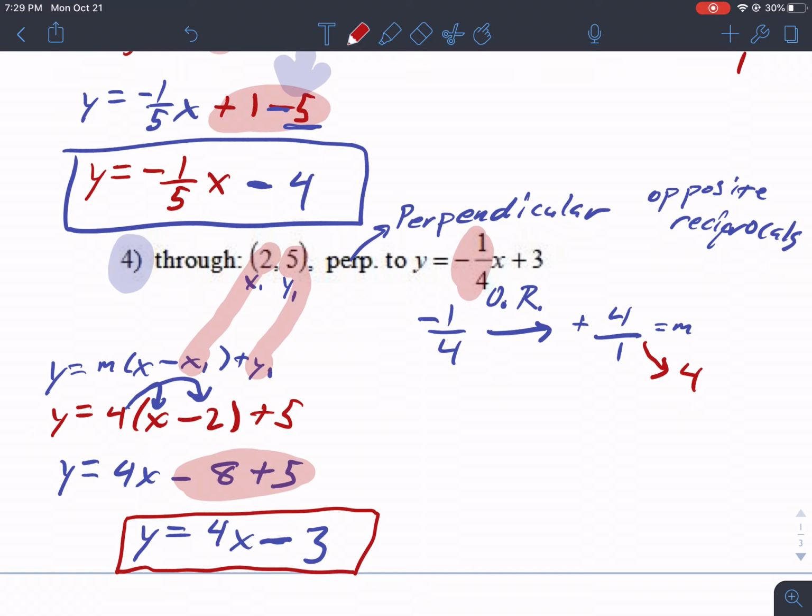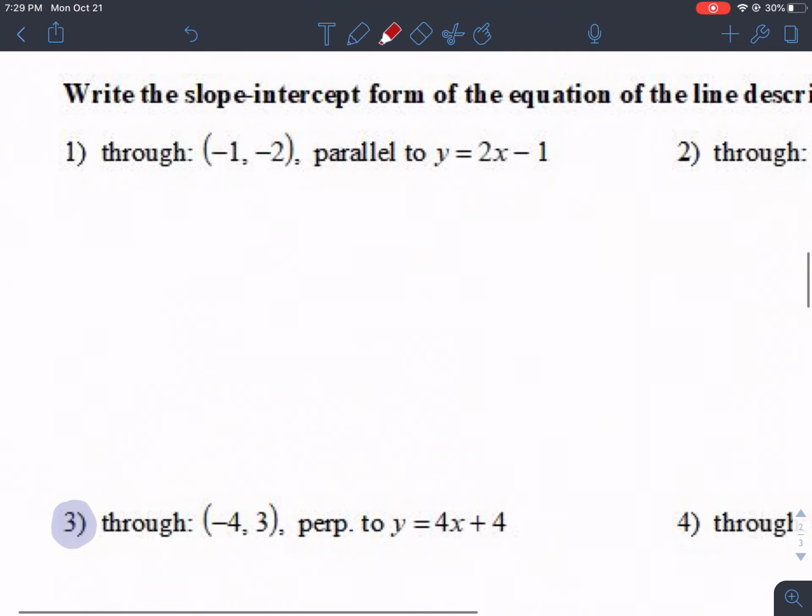You can also do these graphing if you would like. You could just graph it and then draw a line with the opposite reciprocal of this, but we'll talk about that later in the future. I'm going to do one more problem on the back side.